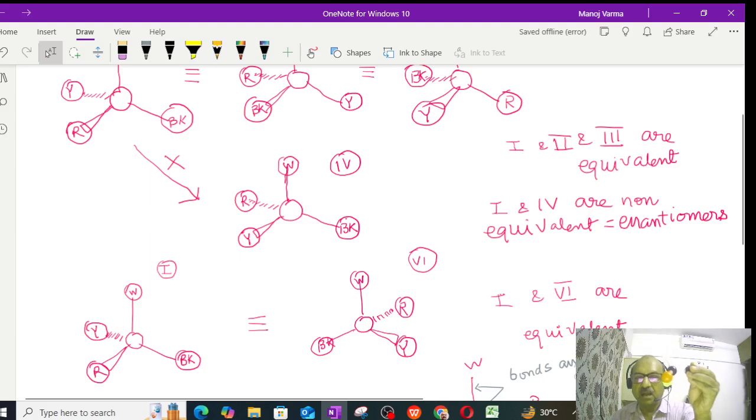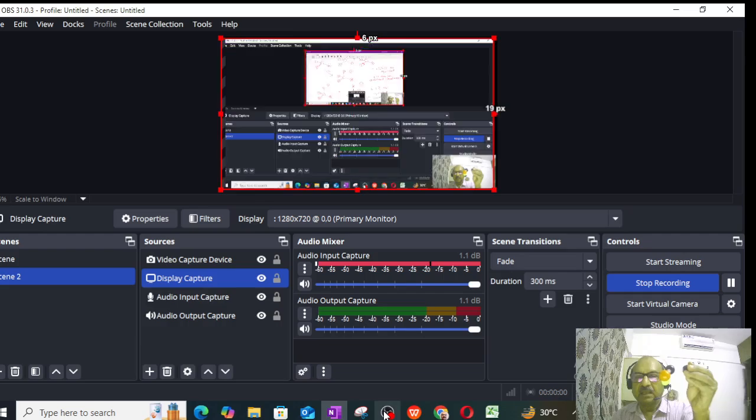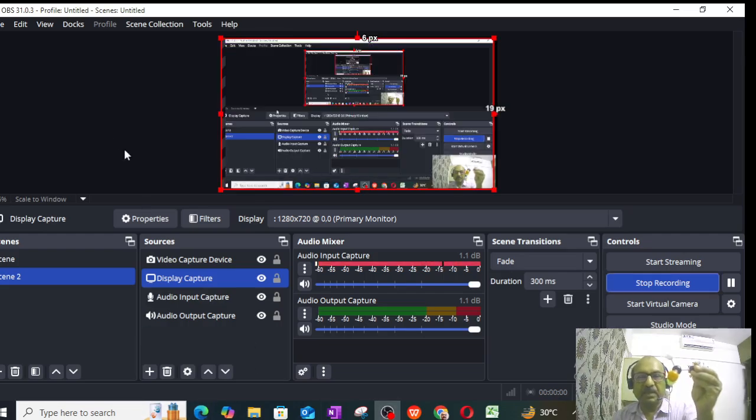Okay, now we can actually rotate this molecule, right? If we rotate this molecule, then also it's going to be the same molecule, but it will look different. So see now, as you saw, the white and the black are in the same plane. The red is going away and the yellow is coming towards me.